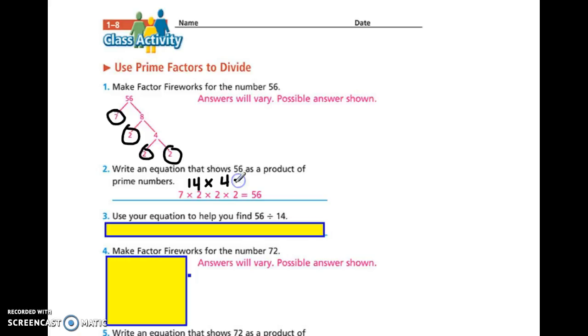Now the cool thing is, if you remember back to when we did our fluency chapter, we learned that we can switch all of this around. I'm just going to rewrite this. So I'm going to say 56 divided by 14, which is what they originally want us to do, equals, guess what? It equals that 4 that we found. So sometimes you can use the prime number multiplication to help you solve other problems.